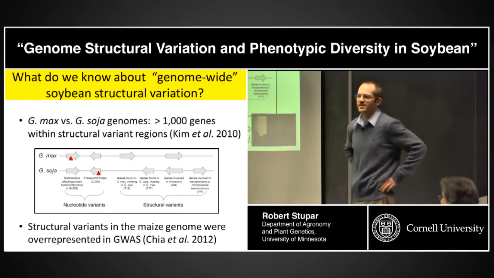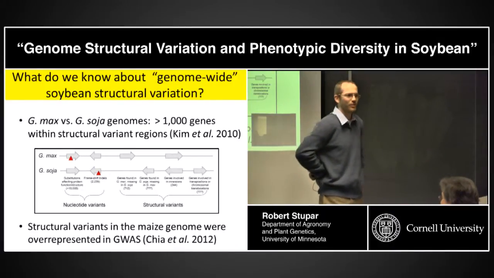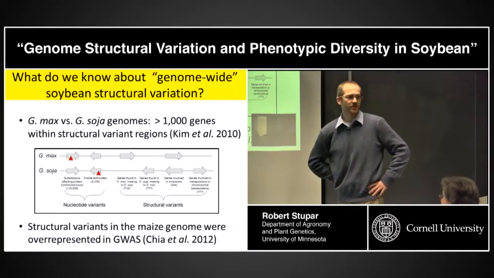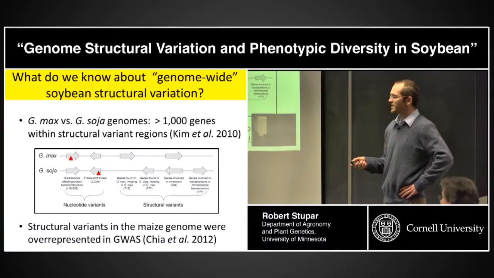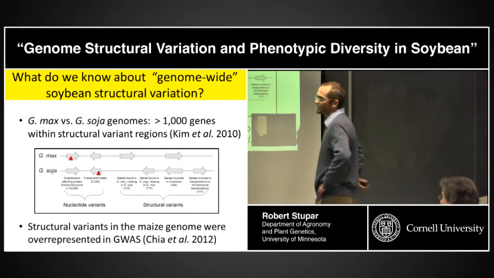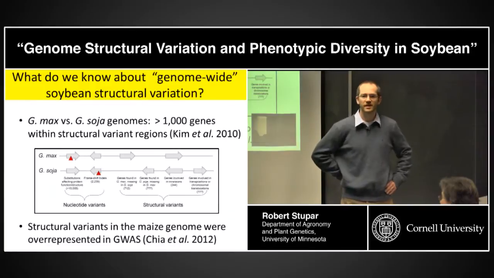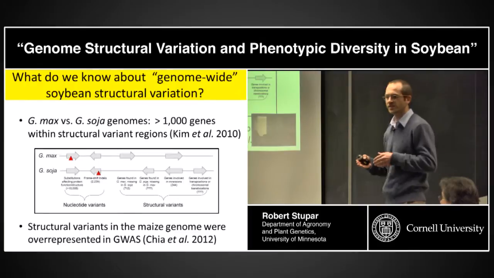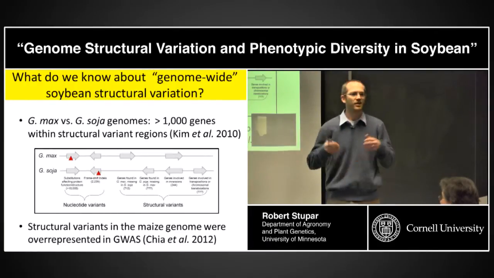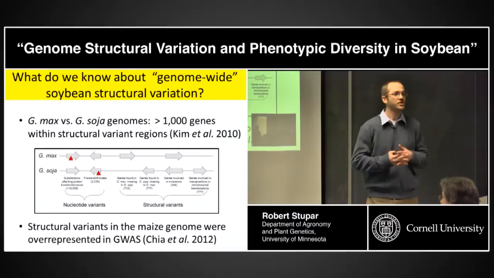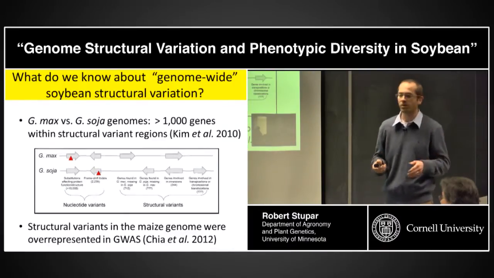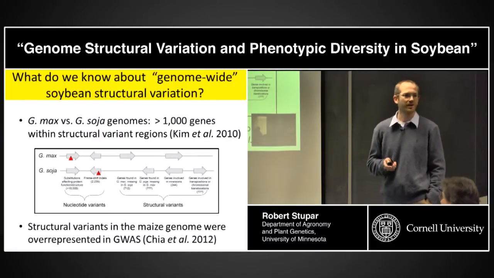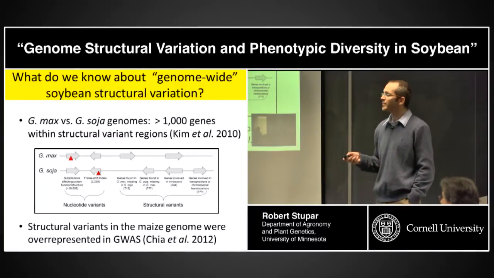Okay, so does this stuff matter is the first question we might want to ask. Why even research it? Well, there's a lot of evidence that it does matter. I'm sure there are people involved in these projects sitting in this room. The GWAS studies in maize have found that structural variants are overrepresented among those associated with phenotypic changes, at a rate much higher than would be expected at random. It's like 10 or 20-fold greater than expected. So it appears that these are very phenotypically important events, at least in the maize genome. And so this is obviously an area that we want to explore in the soybean genome as well.